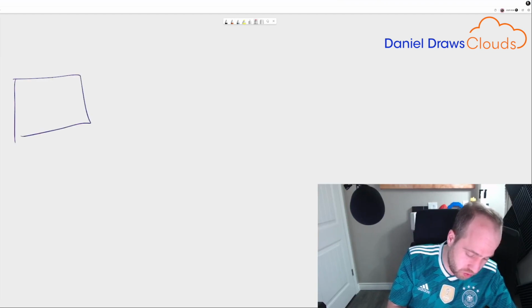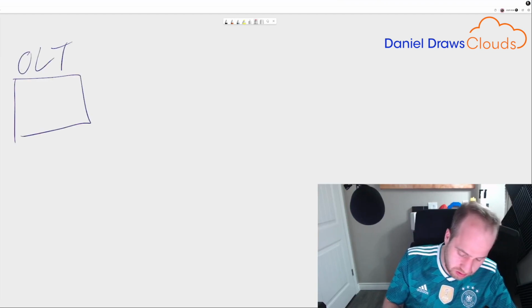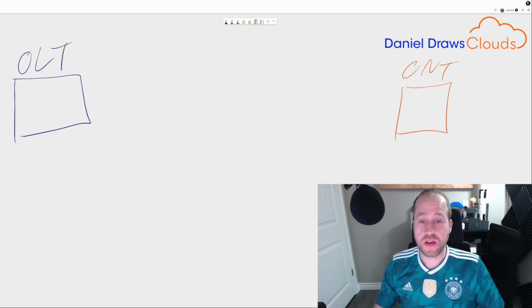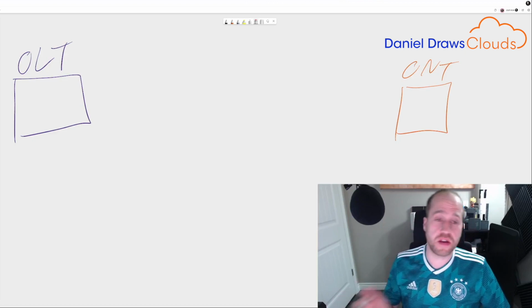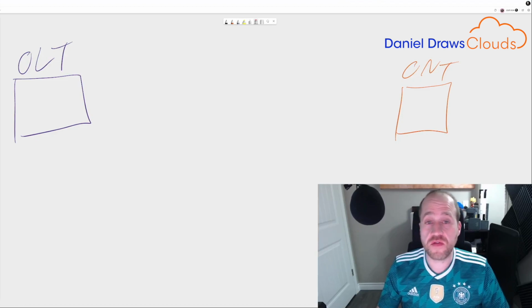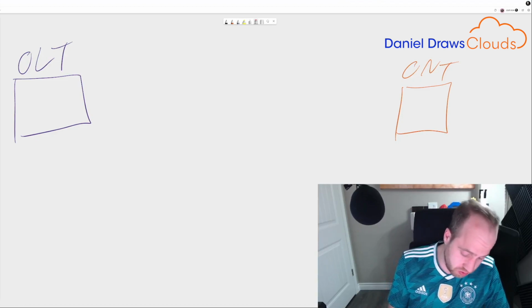So we're going to do our OLT at one end, and then on the other end we're going to have our ONT. So the goal here is to get internet from one to the other and back again. So we have our OLT, we have our ONT, and on both ends we have an optical module. So let's draw that out.